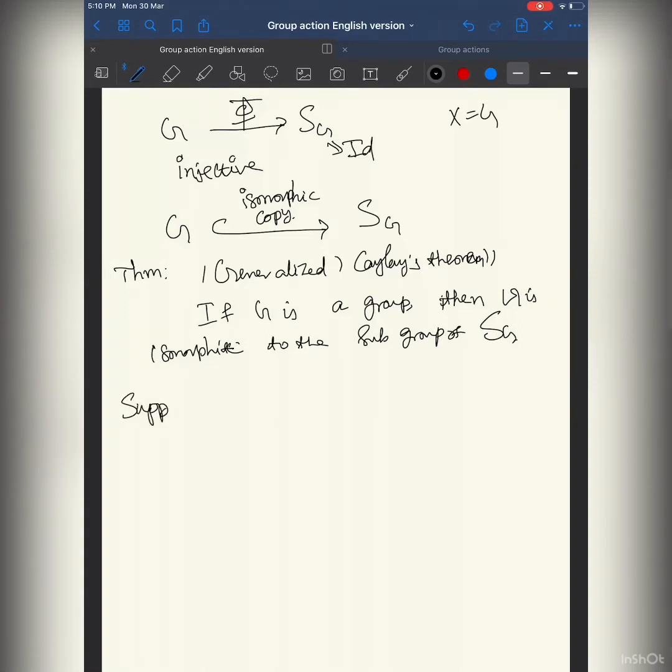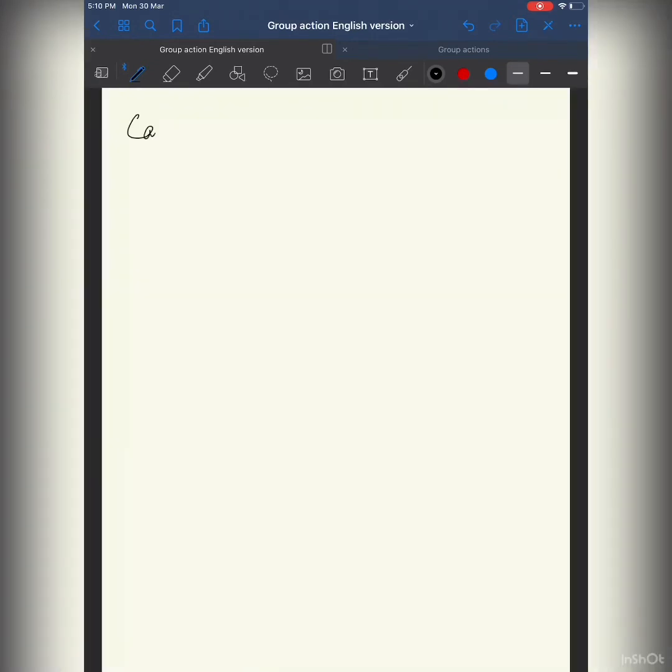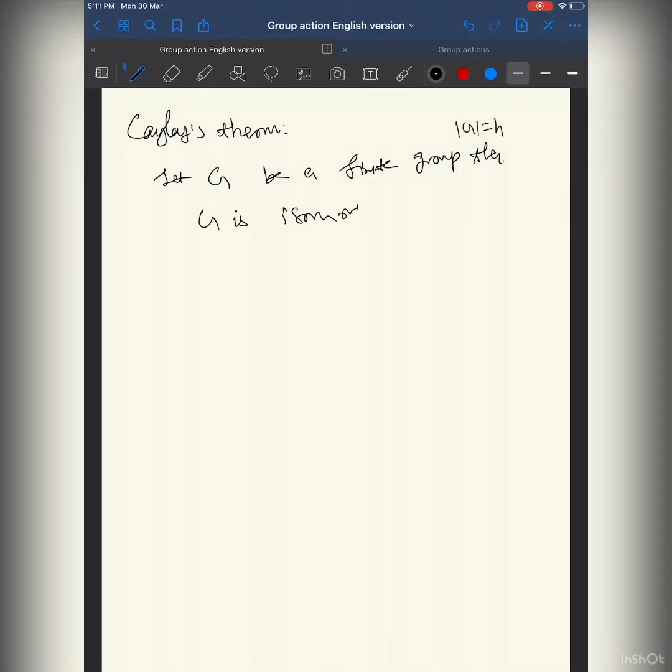Let's do it in the finite case, to obtain the regular Cayley's theorem. Suppose G is finite of order n, then S_G is nothing but S_n, the permutations on n symbols. That means G is inside S_n. So this is the regular Cayley's theorem. It says: let G be a finite group of order n, then G is isomorphic to some subgroup of S_n.